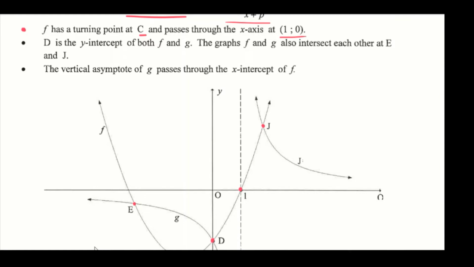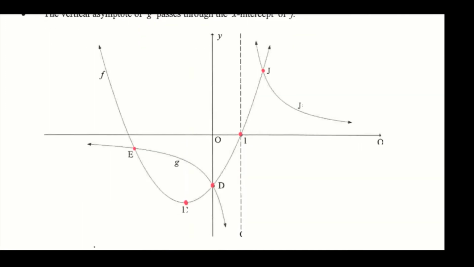So the vertical asymptote of g passes through the x-intercept of f, right? So these are the intercepts, right? And then the asymptotes are passing through here. So let me just indicate, so these different color. So the asymptotes, we are told that they are passing through here, right? So this is the horizontal asymptote.